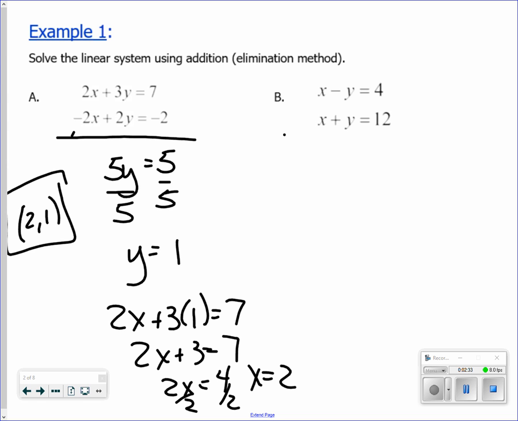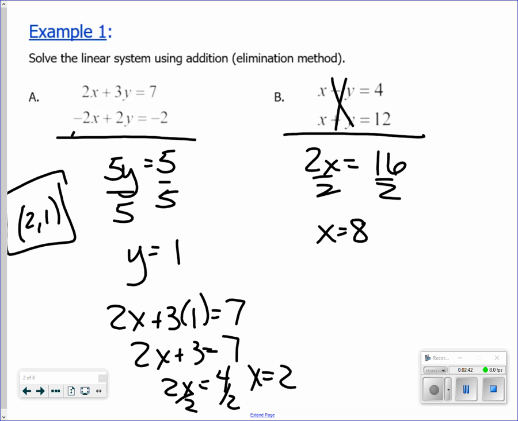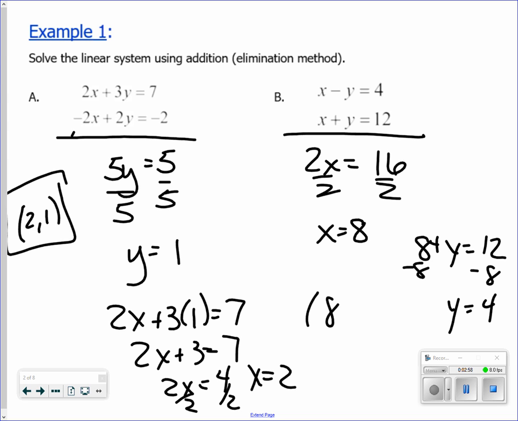So I'm looking at the next one. Notice the y's can be canceled. 1x and 1x make 2x. And now I have one letter that I can solve for. So x is 8. Go back up into either one of the original questions. So I can go in the top or the bottom. I'm going to go in the bottom. So 8 plus y is equal to 12. Subtract 8, y would equal 4. So again, writing your answer as a point, an xy point, we have x is 8 and y is 4, so that is the point 8, 4.